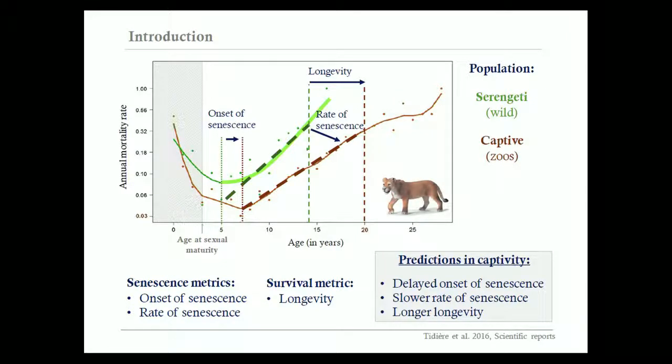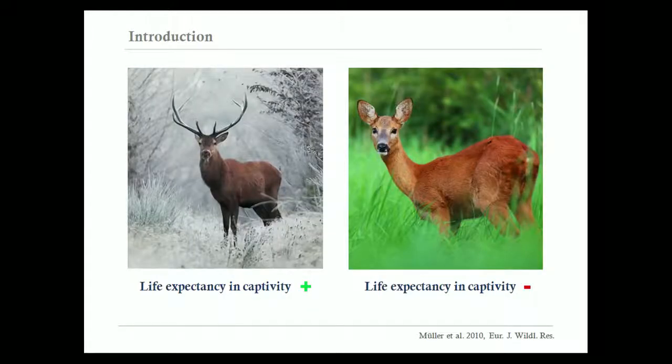For now, most studies dealing with these issues have been species-specific and provided contrasting results according to the species considered. For instance, in these two closely related species, we can observe different effects of life in captivity. For the red deer, you have a positive effect on their life expectancy, but for the roe deer, there is a negative effect. So the challenge is to understand what factor could explain this variability of response to living in captivity according to the species.